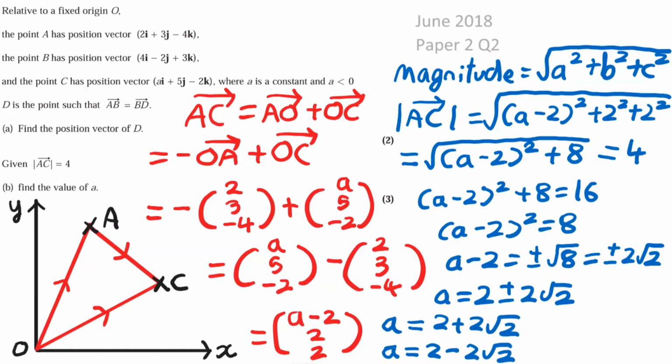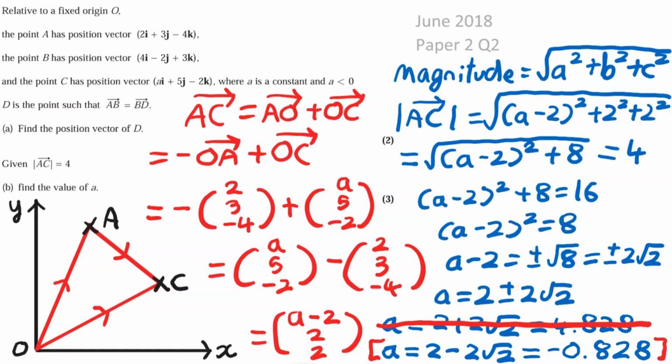So which one is it? Well, key here, we're told that a is a constant, but we're also told that a is less than 0. So a is going to be a negative number. 2 plus 2 root 2 is equal to 4.828, whereas 2 minus 2 root 2 is equal to minus 0.828. So as a has to be a negative number, this here isn't going to be the answer because it's positive, therefore this here is the answer. a is equal to minus 0.828. So this is the value of a.